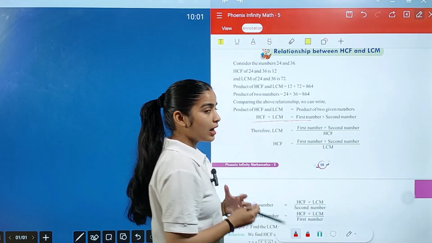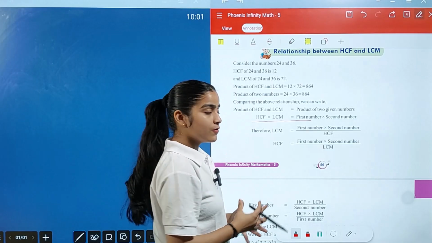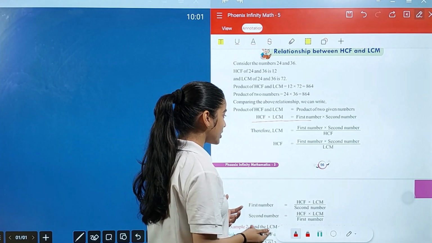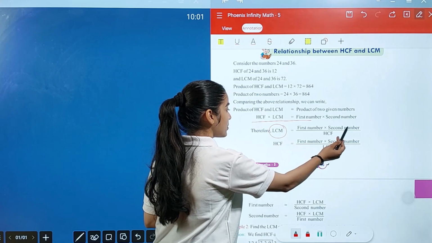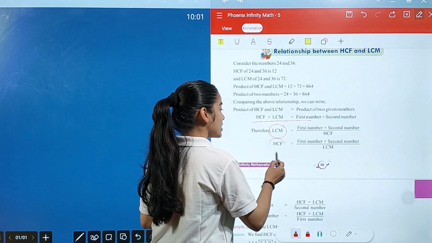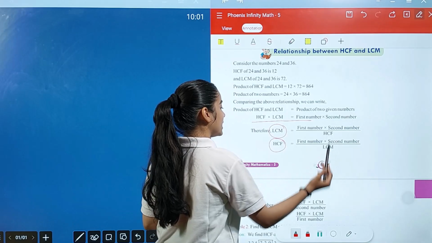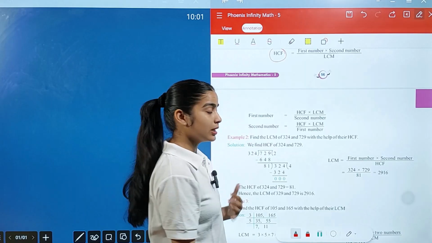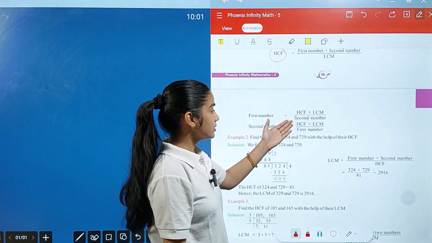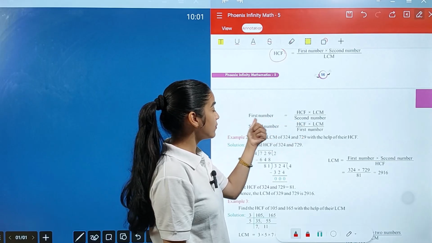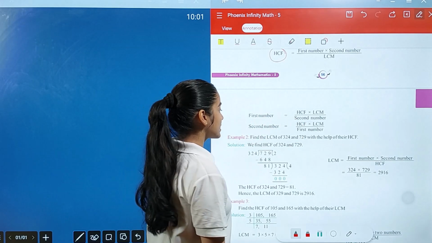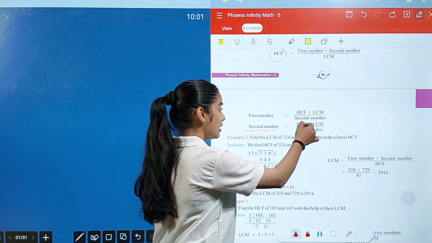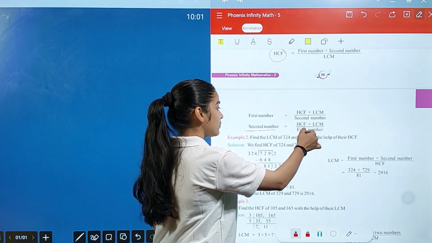If we want to find a missing thing, either HCF or LCM, we can change our formula. For LCM, first number multiplied by second number divided by HCF, and for HCF, first number multiplied by second number divided by LCM, and we will get our answer. In case we have to find the first number or second number, we take HCF multiplied by LCM. To find the first number, we divide it by the second number, and to find the second number, we divide it by the first number.